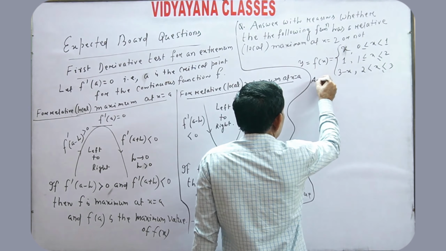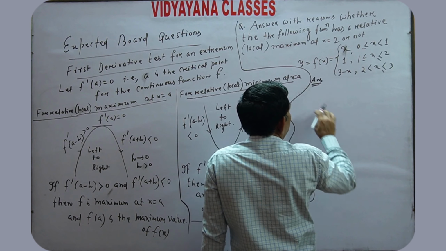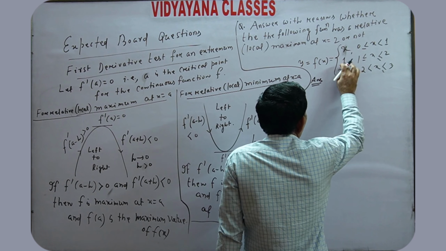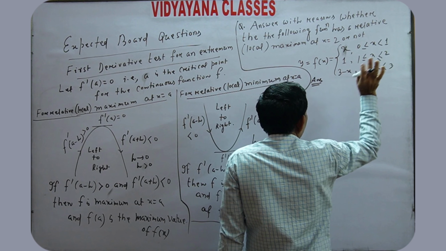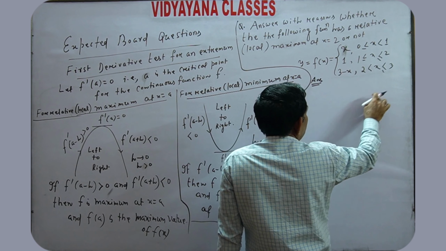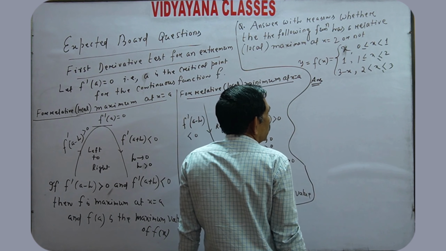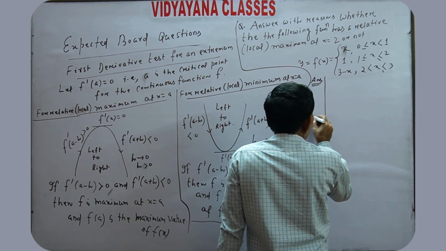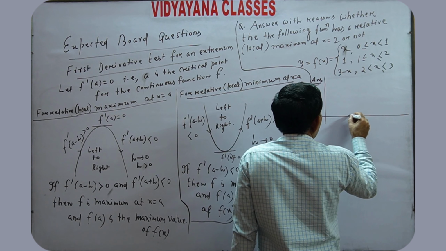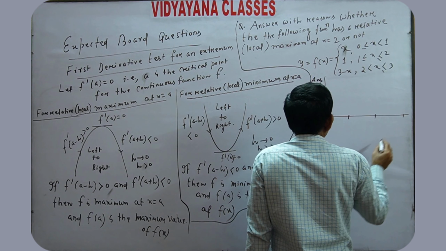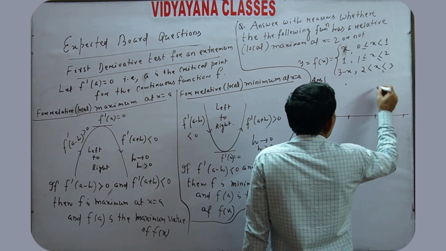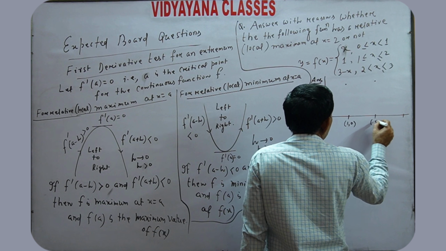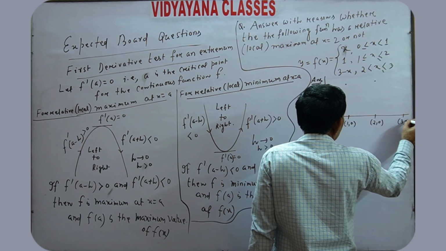Answer: y = f(x) = x if 0 ≤ x < 1, 1 if 1 ≤ x ≤ 2, and 3 − x when 2 < x ≤ 3. Mark the points 1, 2 and 3 on the axis.